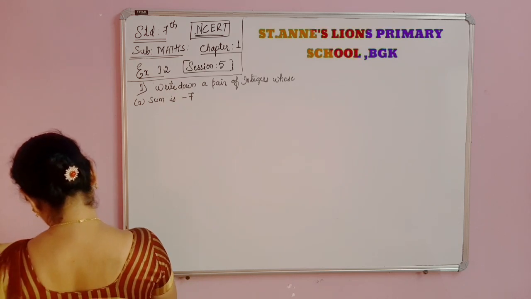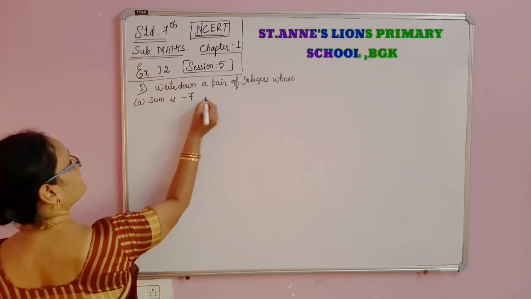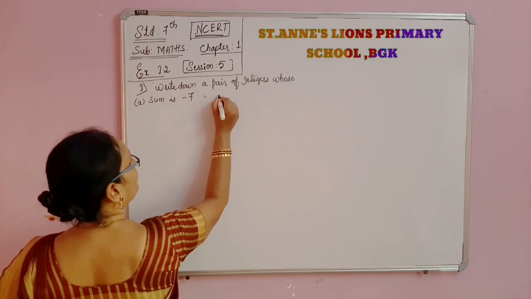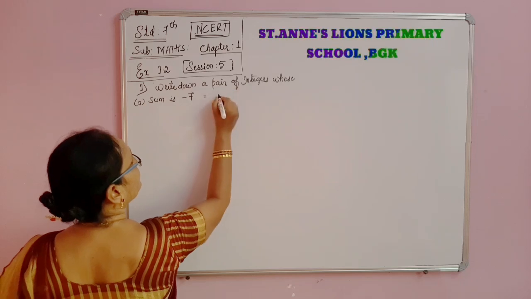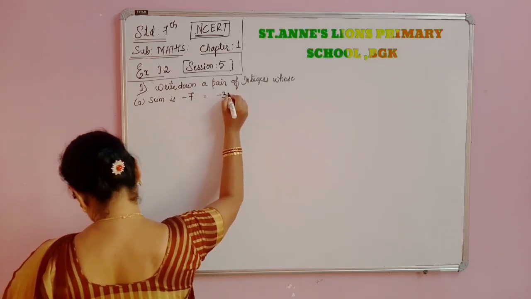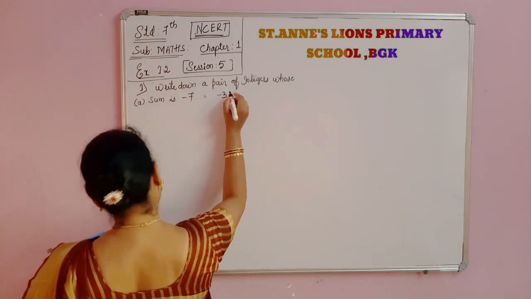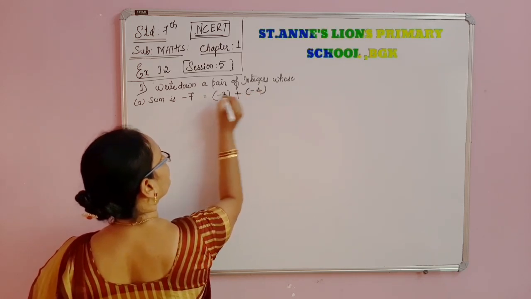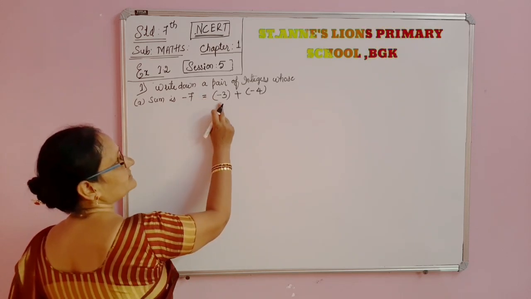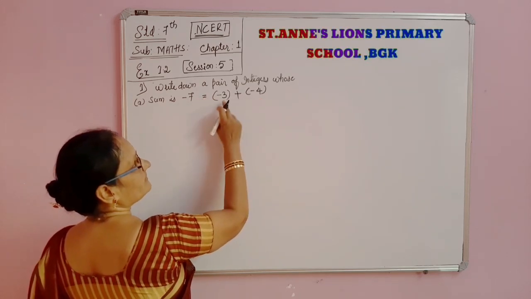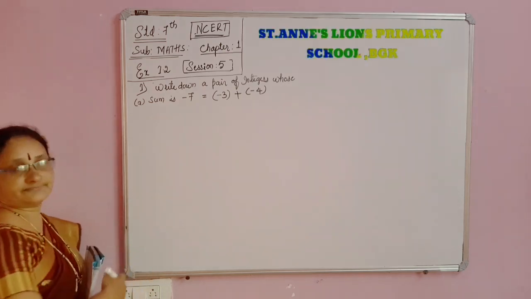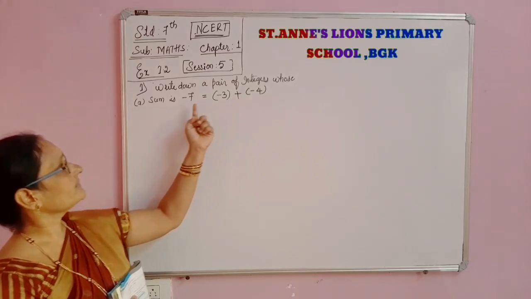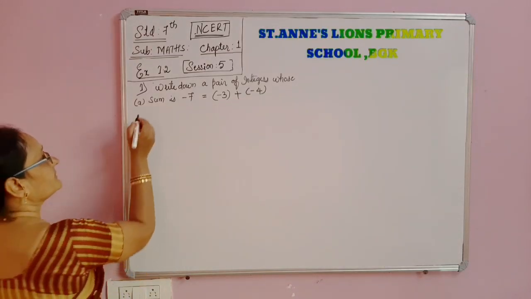See, what is that number? First, to any pair, minus 3 will take. Their sum is minus 7. Minus 3 plus minus 4. See now? Minus 3 plus minus 4. Minus 3, minus 4, minus 7. Like this you have to choose the integers. Their sum must be minus 7. Okay. Then next one.